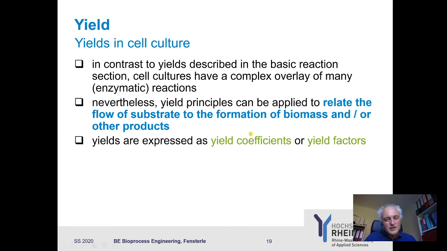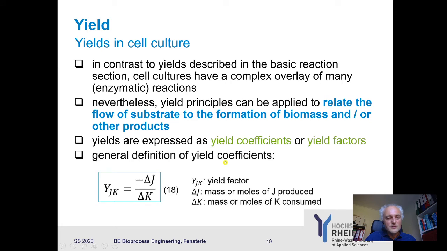So also here, of course, the yields are expressed as yield coefficients or yield factors. And the general definition of a yield coefficient is simply the yield factor, where you put this J in subscript, then what you look at is the mass or moles of J produced divided by mass or mole of K consumed. And also here, of course, you have a minus, because if you calculate here the deltas, you will get an overall negative value without this minus, and you want to have a positive yield coefficient at the end. So therefore, this minus is here.